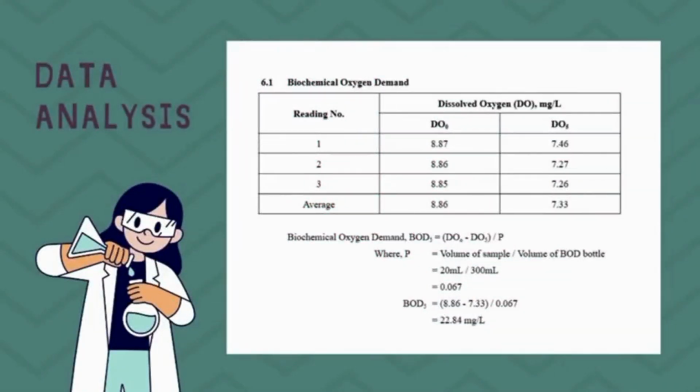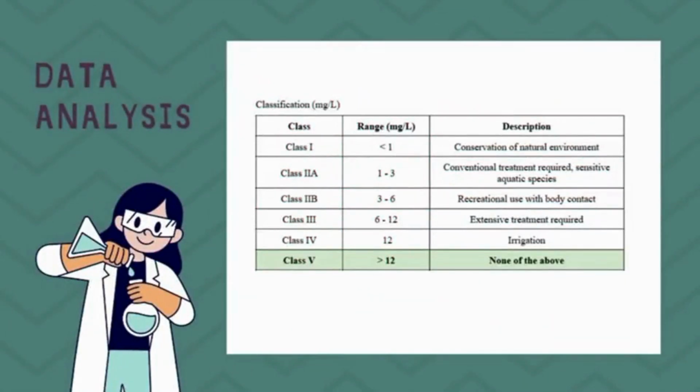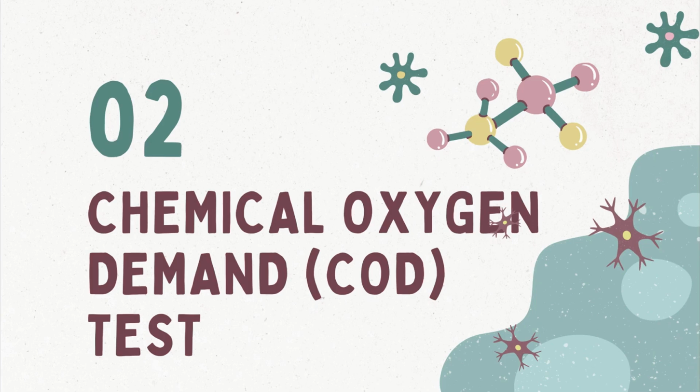Data analysis. The BOD5 can be calculated using the BOD5 equation. The calculated BOD5 for this sample is 22.84 mg per liter. The water sample has a BOD5 of 22.84 mg per liter, which indicates a very high level of organic pollution. It falls under class 5, meaning the water is not suitable for irrigation, recreation or aquatic life without extensive specialized treatment.